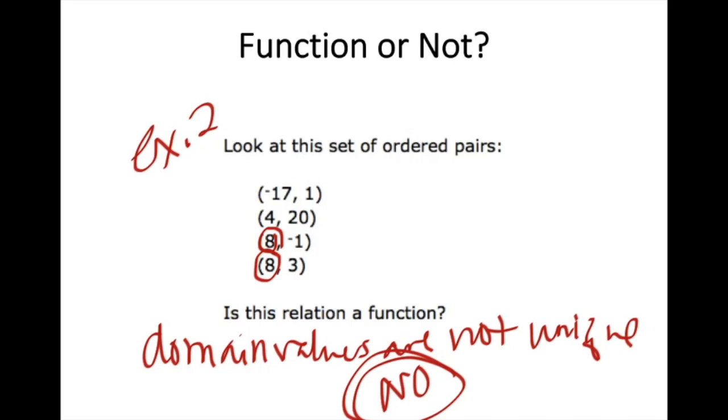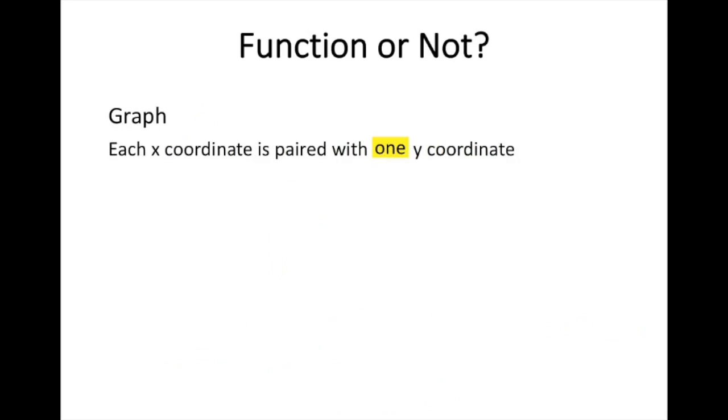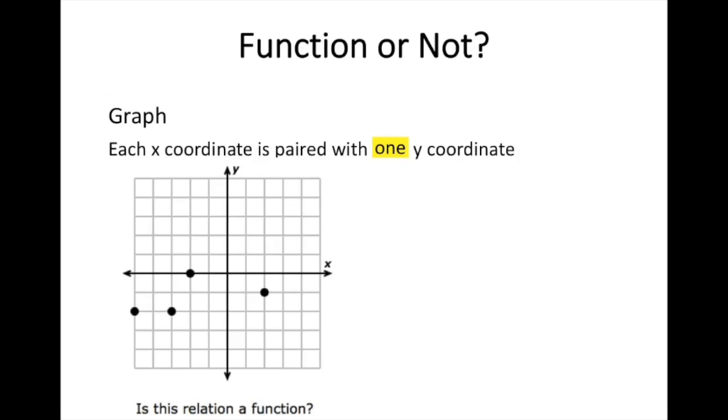All right, last illustration. This is one you have not seen yet. Our last illustration is with a graph. Up to this point you saw the ordered pairs basically laid out in numbers. Now we're going to take a look at a graph. So copy the word graph down. Each x coordinate is paired with one y coordinate.